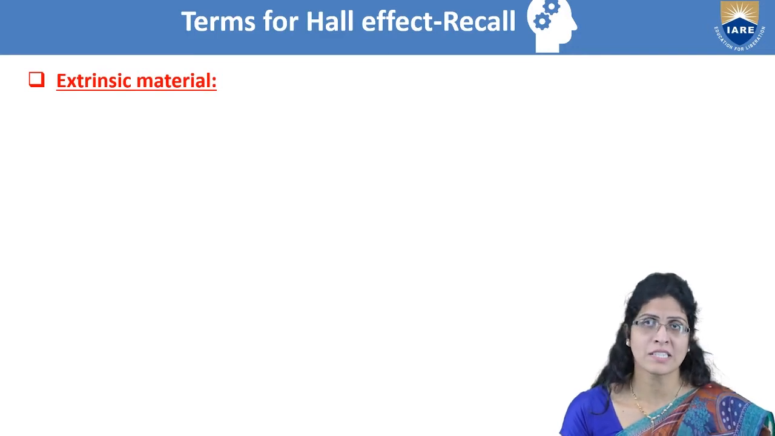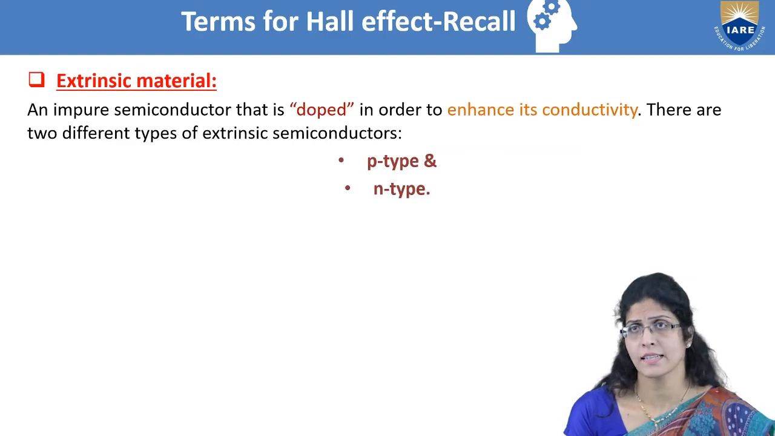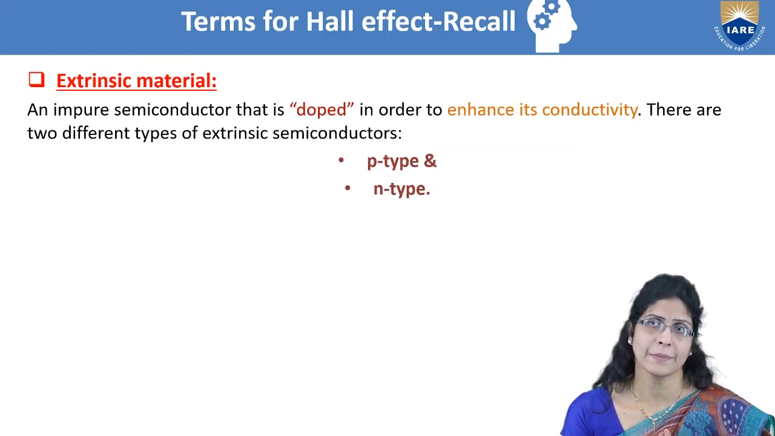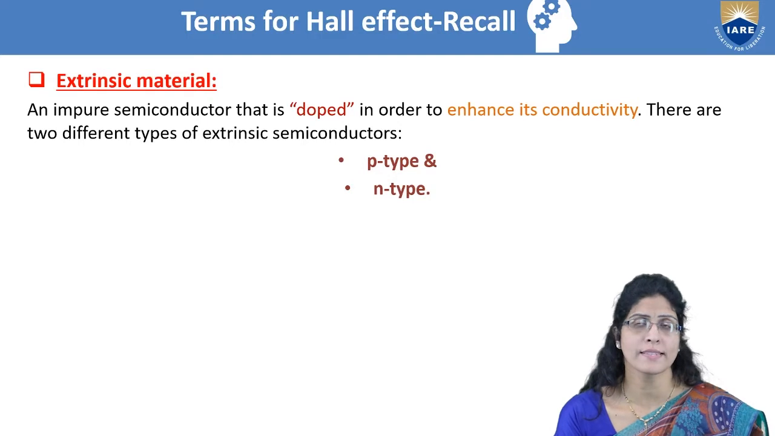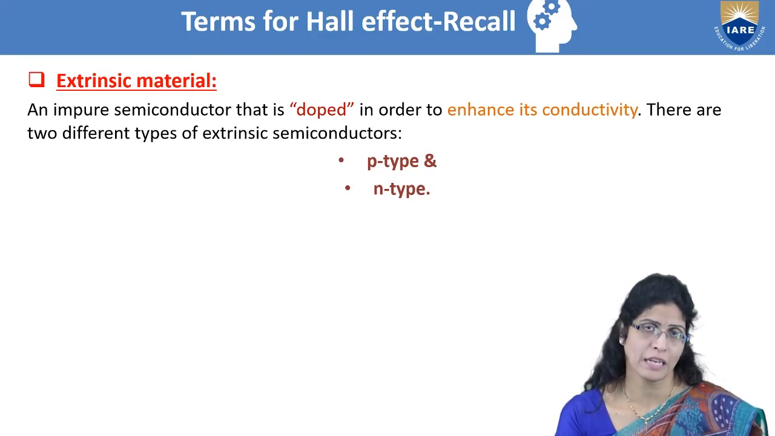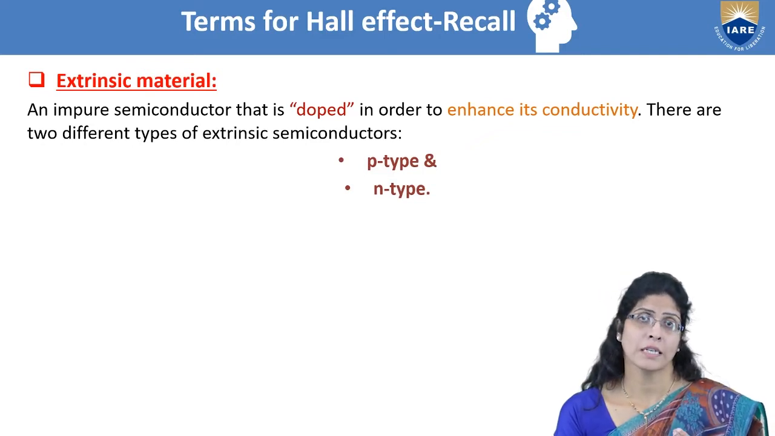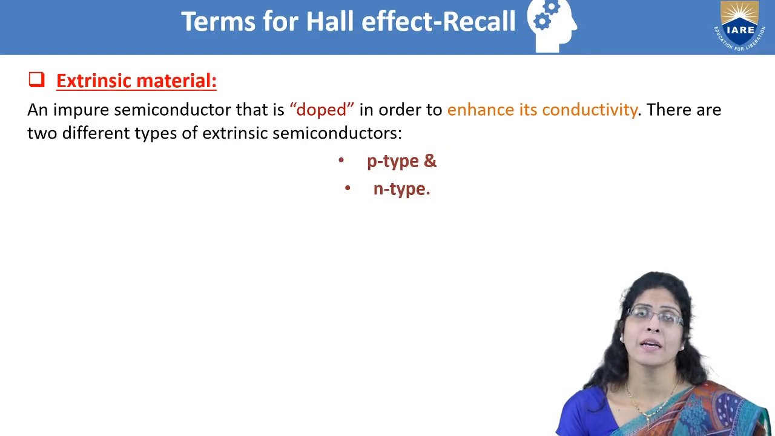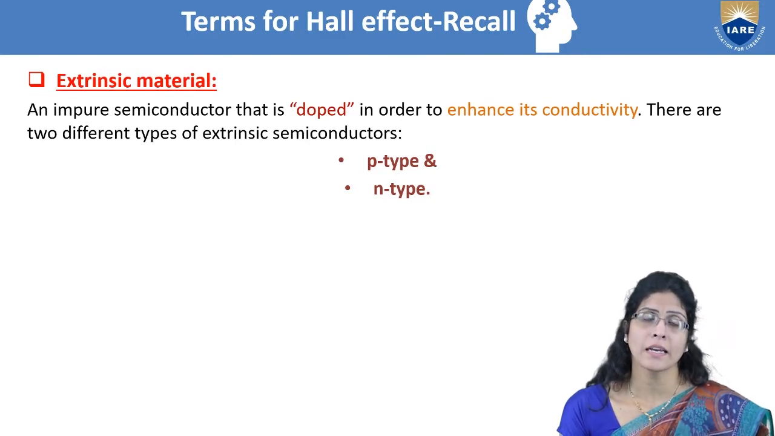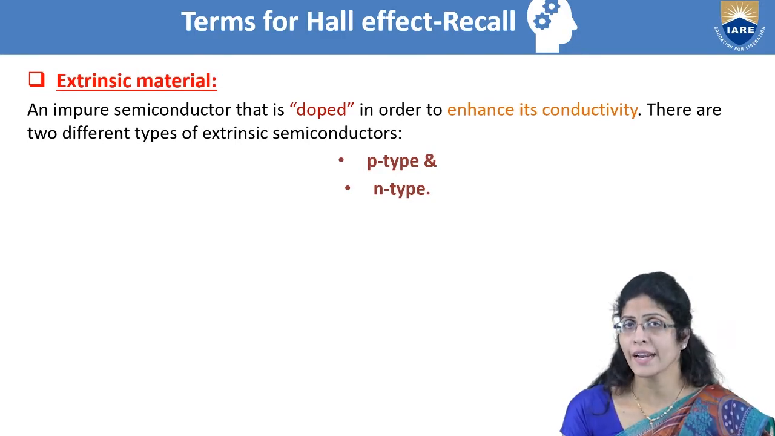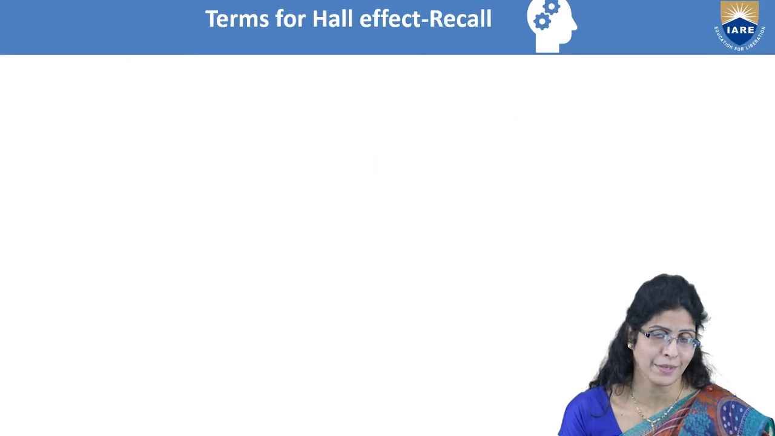So here come the extrinsic materials, which are doped in order to enhance their conductivity. They fall under p-type and n-type materials. So p-type materials are nothing but they have a large number of holes, and n-type materials have a large number of electrons. In other words, the majority charge carriers will be holes in p-type. Because a hole has positive charge, hence it is known as p-type. And because electrons are majority charge carriers in n-type, and n stands for the negative charge of the majority charge carriers, it is called n-type material.